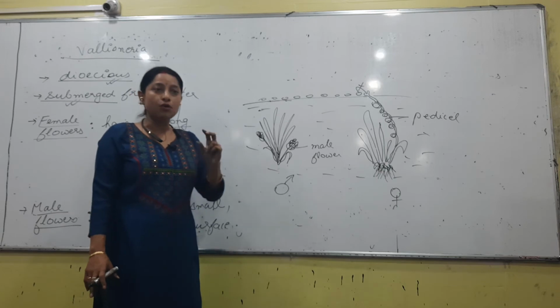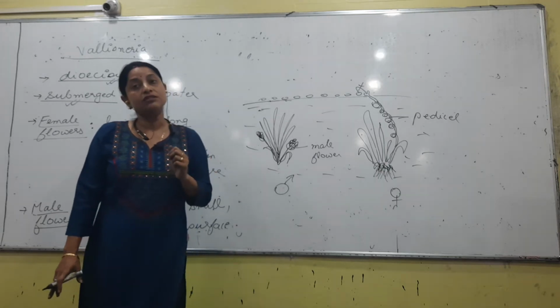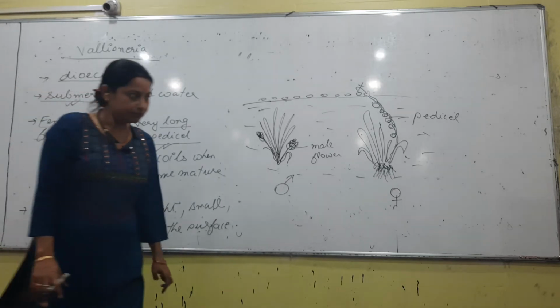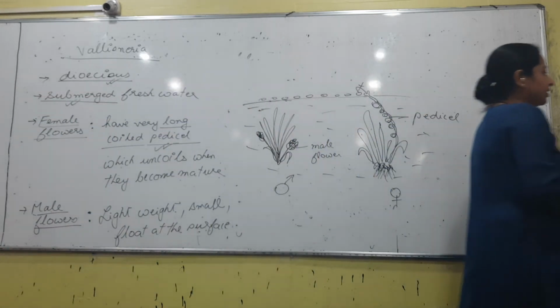Understood? It's only the pollination part that occurs at the surface of the water, and so we are using the word called epihydrophily. Clear? That's all. Next, write Zostera.